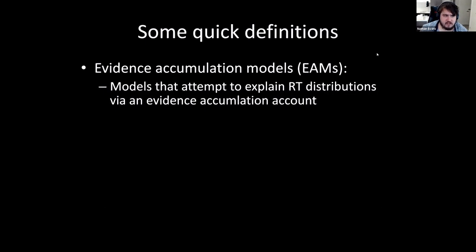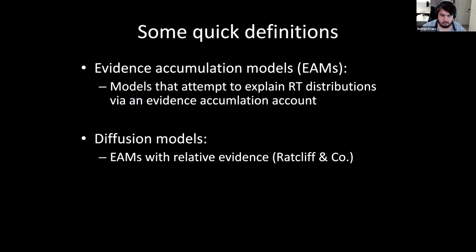And just some quick definitions, because I want to get these out of the way, so that when I say something, you don't get confused if it means something else to you. In this talk, when I say evidence accumulation models or sequential sampling models, I mean models that attempt to explain RT distributions via the evidence accumulation account. That account being that you noisily accumulate evidence over time until you hit a threshold and make a response.